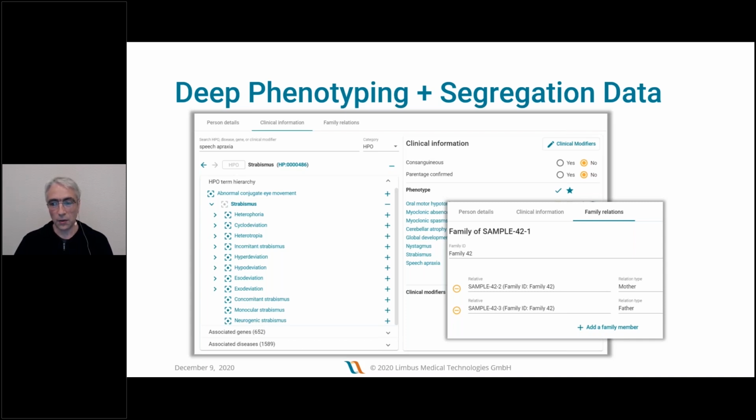That means that if you, in a later moment in time, add another family member to your database, you will be able to view this entire family at a glance together, and you may be able to extract a clearer picture, and you may be able to create a diagnosis with this additional information.